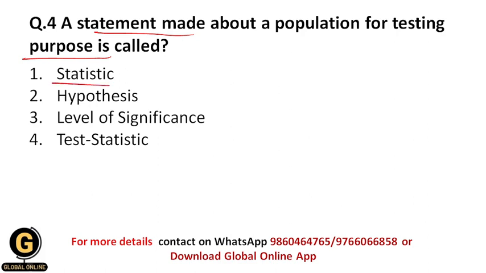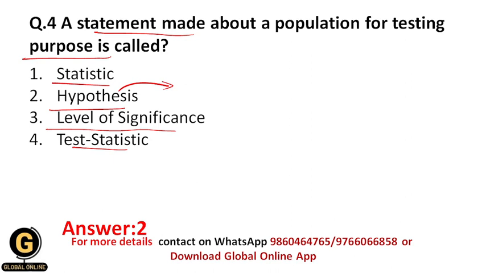Whether it is called statistic, hypothesis, level of significance, or test statistic. Obviously, students, it is called hypothesis, because as I have told you in the previous videos, a hypothesis is a statement of prediction. In that, we basically predict the results of the research problem, right? And that's why hypothesis is a kind of statement, and we make this statement based upon the population itself, and by making the hypothesis we can test it, okay? And that's why it is called the hypothesis, okay?